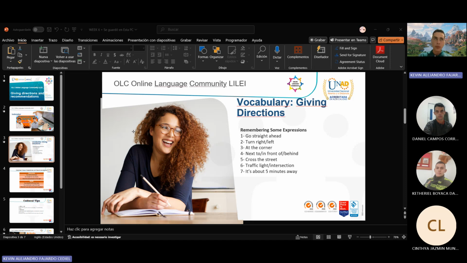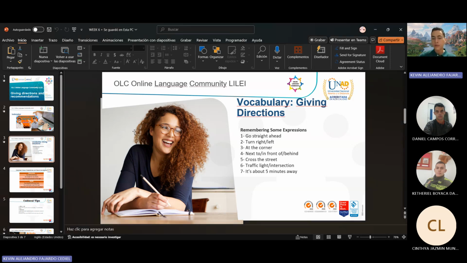Another thing is when we refer to where two streets meet, we say at the corner. So at the corner is where two streets meet.